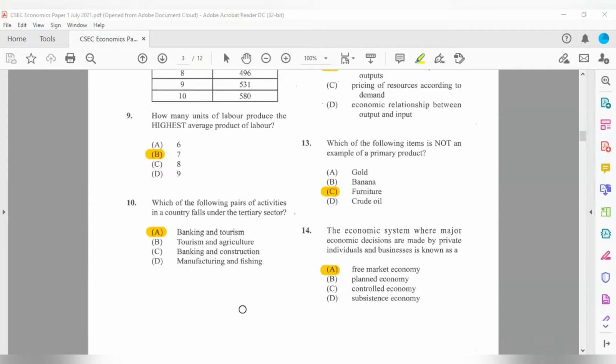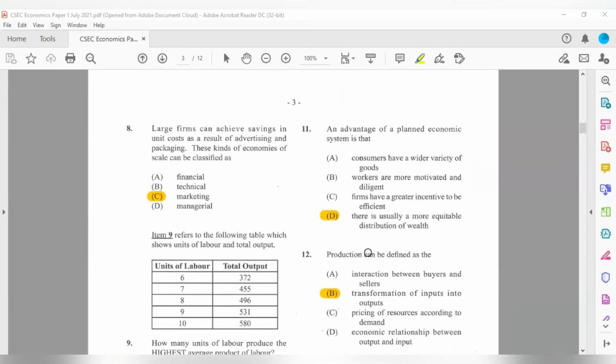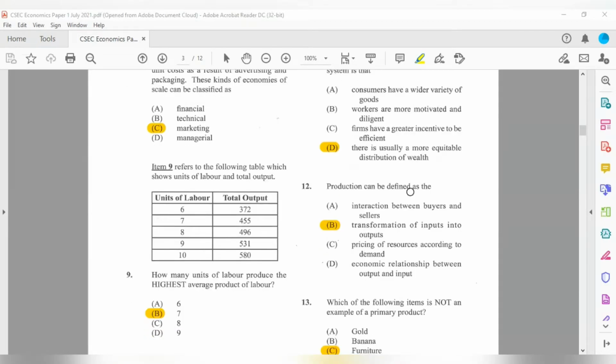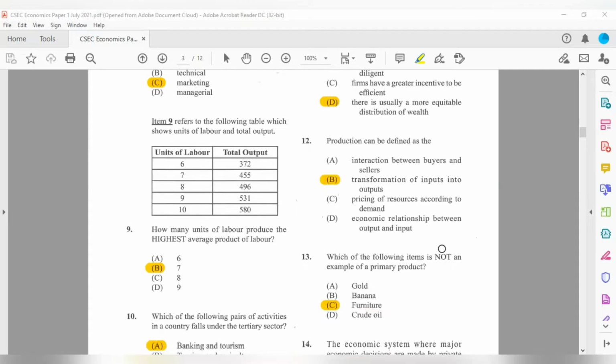10, which of the following pairs of activities in a country falls under the tertiary sector? And we know that tertiary sectors are involved with services, so that will be A, banking and tourism. 11, an advantage of a planned economic system is that there is usually a more equitable distribution of wealth. 12, production can be defined as B, transformation of inputs into outputs.